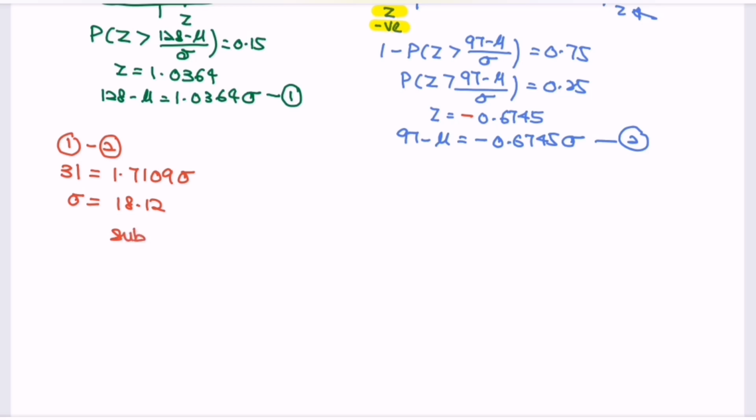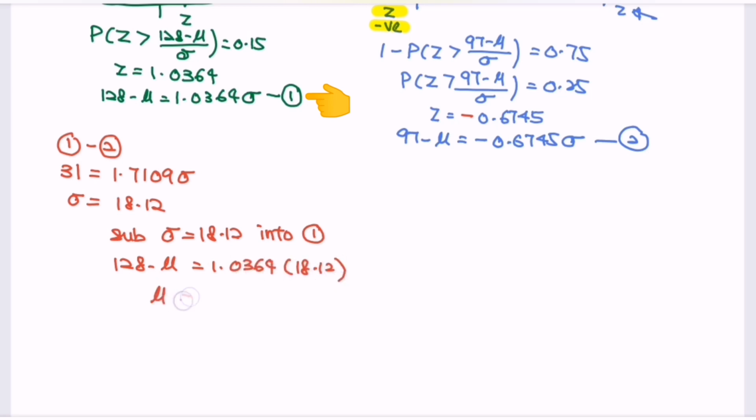Kindly sub the standard deviation 18.12 into the first equation. So 128 minus mu equals 1.0364 multiplied with 18.12. So we will have mu equals 128 minus 18.78. So mu will be equal to 109.22, and the standard deviation will be 18.12.